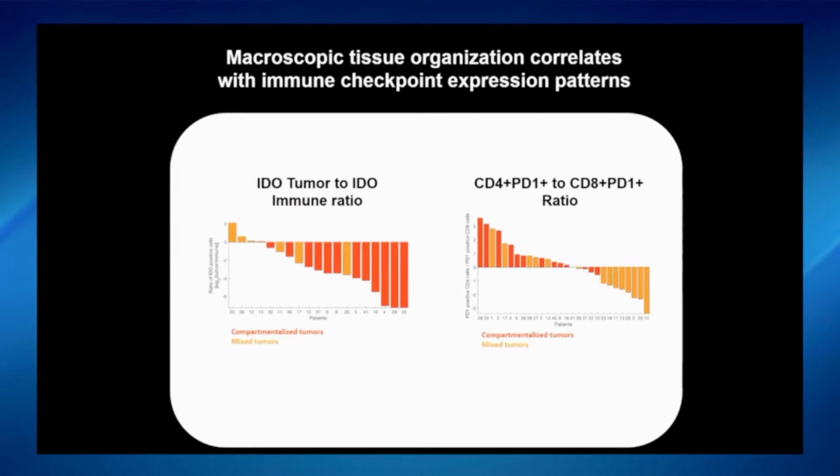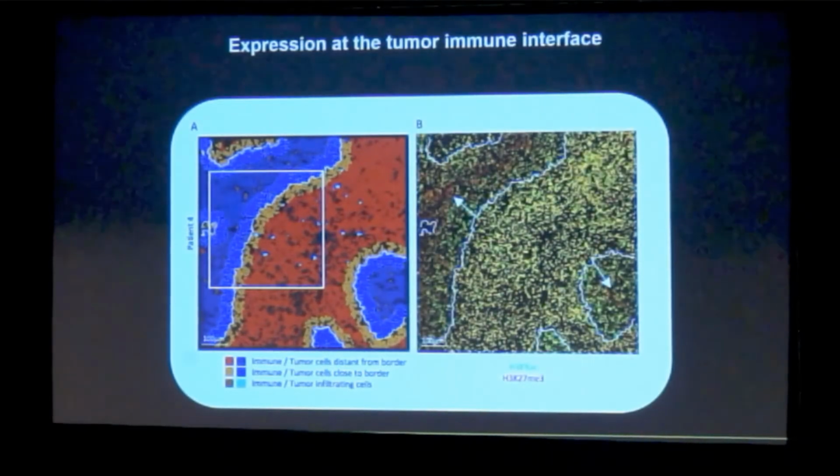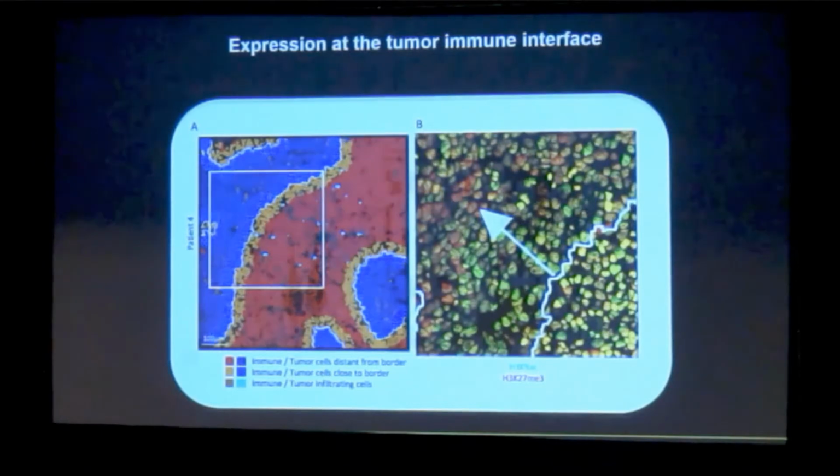So I'll kind of skip through this. I'm running out of time, but more or less we were just showing that if we can do this, we can also ask where these markers are more enriched, at the tumor immune interface or in the bulk. We're able to see some interesting trends with the acetylation versus methylation, where for instance the acetylation is much brighter at the border and diminishes as you go in.